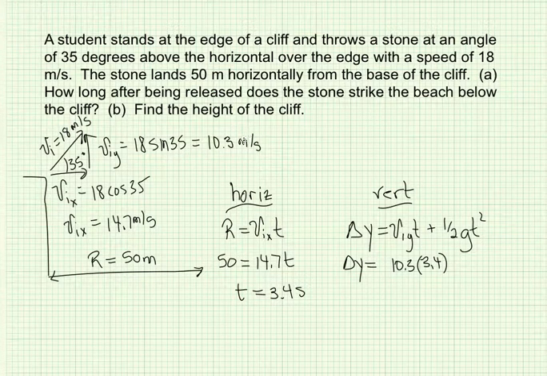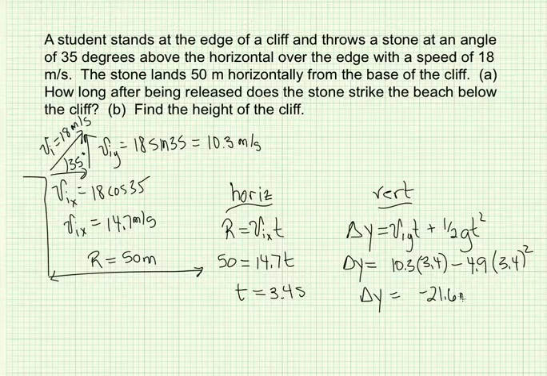Now, the velocity was initially up. Which way does gravity act? Gravity acts down, and the way we reflect that mathematically is by the negative sign, and 1/2 times 9.8 is 4.9. And my time is 3.4 squared. So let's calculate this. And I get a value for delta y of negative 21.6 meters.